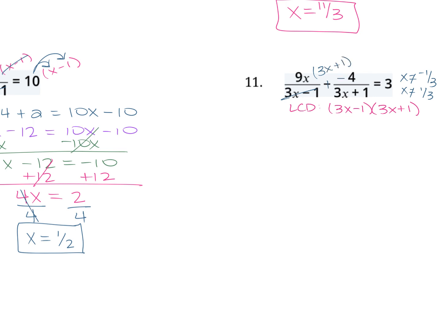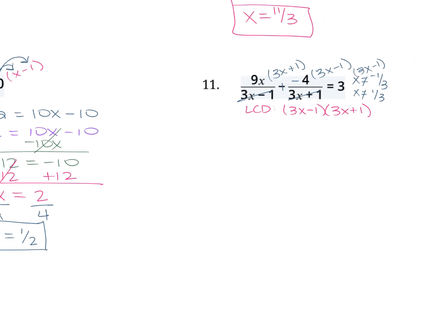That negative 4 over 3x plus 1 is going to multiply by just the 3x minus 1, and that 3x plus 1 is going to cancel out. The 3 is going to multiply by your least common denominator because it's not over a denominator. So it's going to multiply by the 3x minus 1 times 3x plus 1. So ultimately, we have 9x times 3x plus 1 minus 4 times 3x minus 1 is equal to 3 times 3x minus 1 times 3x plus 1.